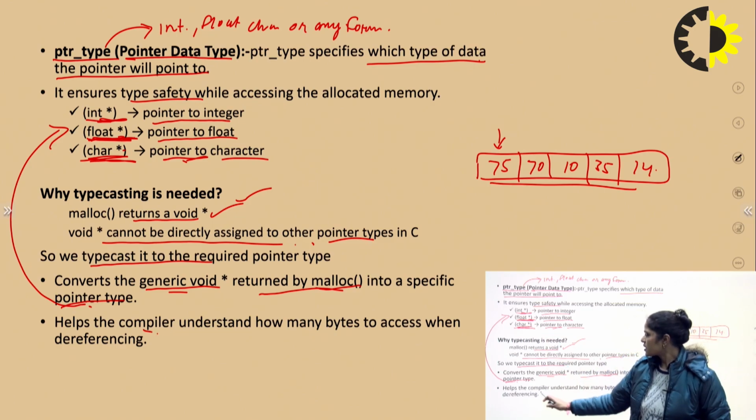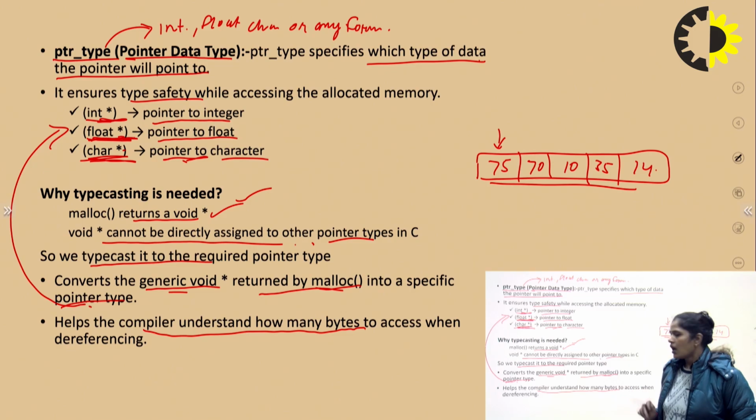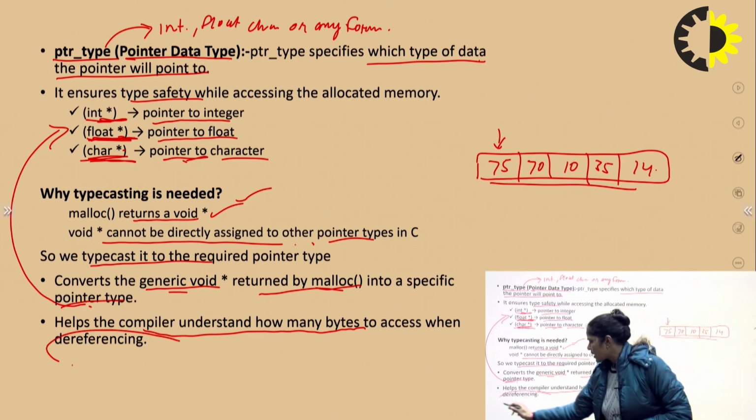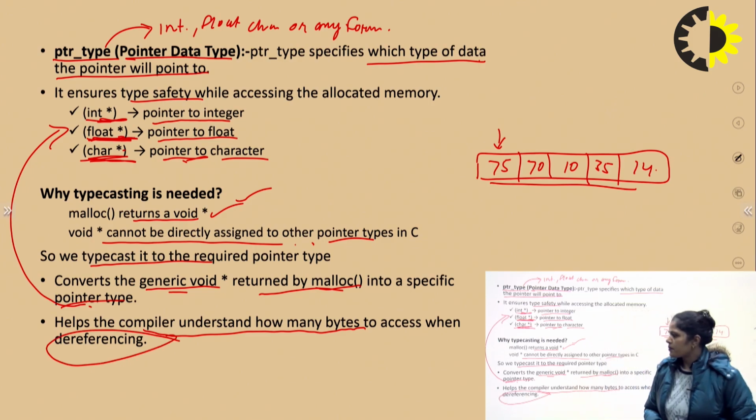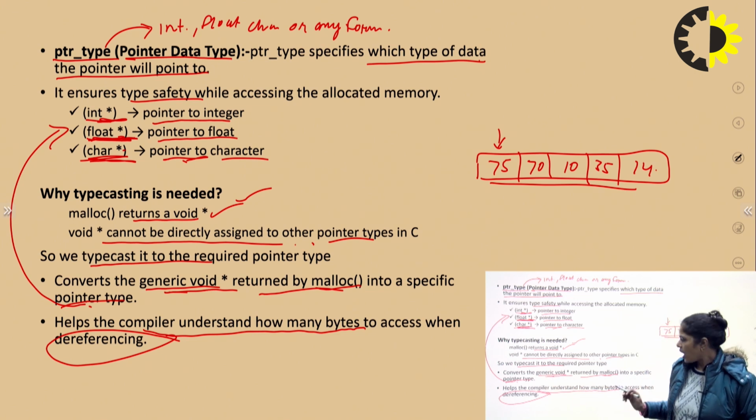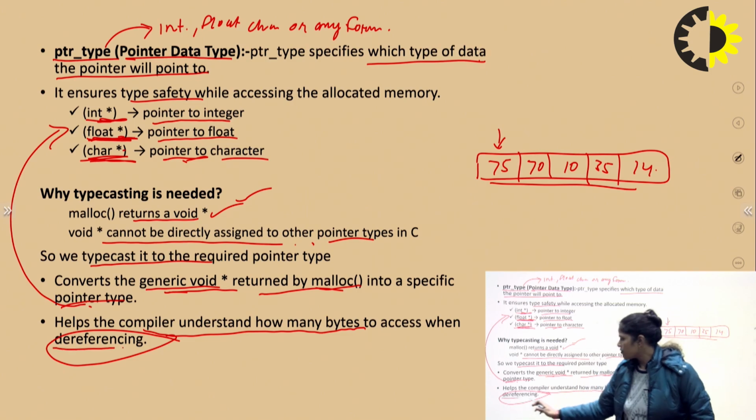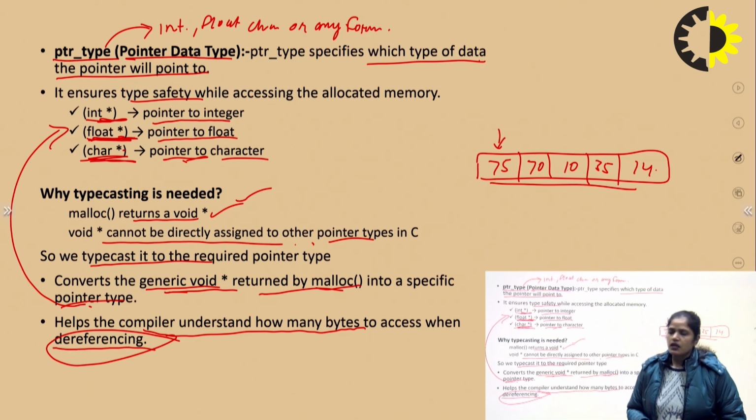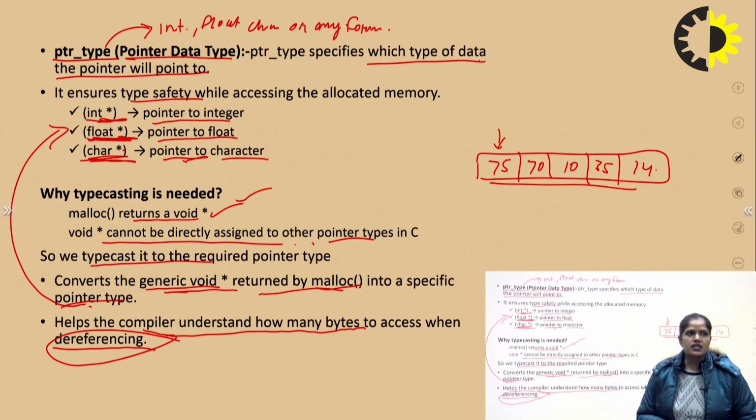It helps the compiler to understand how many bytes to access when dereferencing. So this is the next question whenever we are implementing the malloc function: when we are accessing this particular pointer, how can we do this? We are doing this by using the dereferencing process. How it will work, we will see in the next example, right?